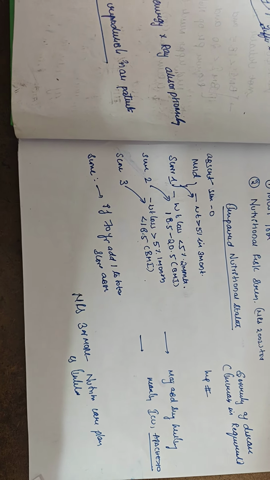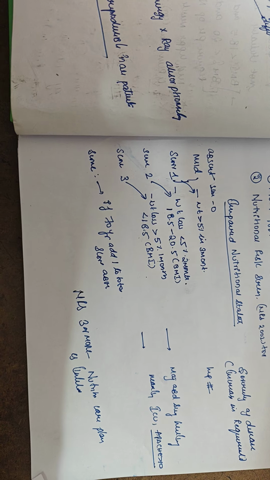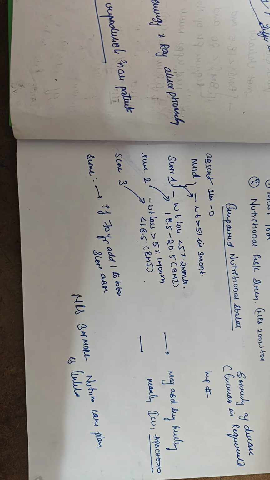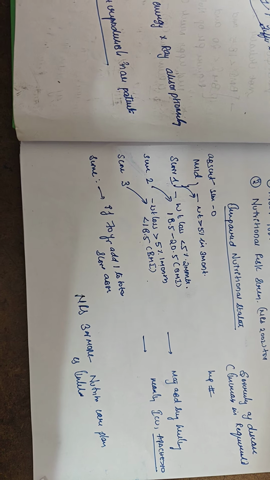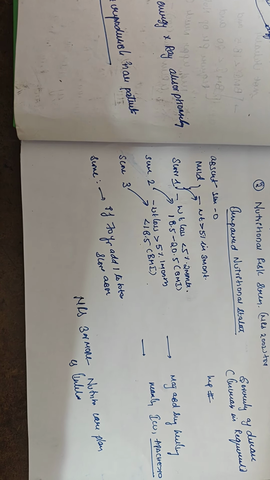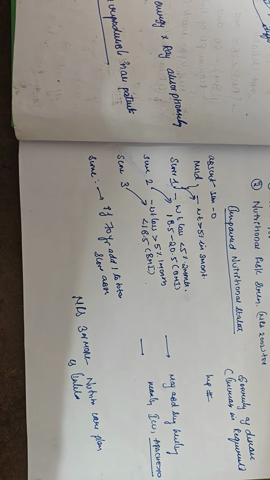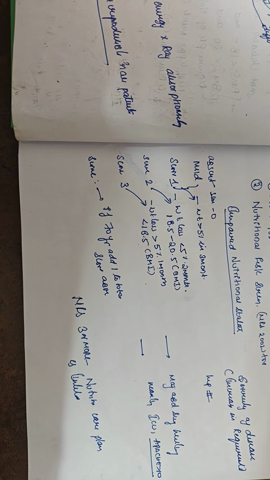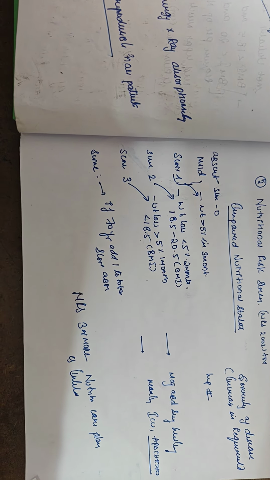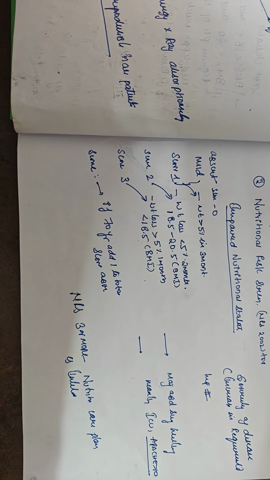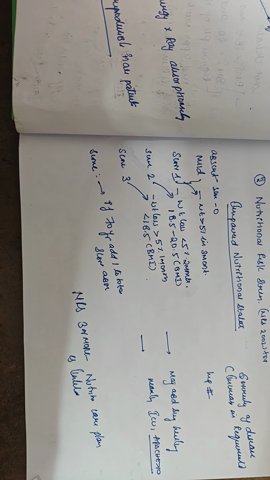Now, what is score 2? If a weight loss is less than 5% in 2 months with 18.5 to 20.5 BMI, you have a score 2. What is score 3? Score 3 tells about weight loss more than 5% in 1 month with a BMI of less than 18.5. If age is over 70 years, add 1 to the total of scores.